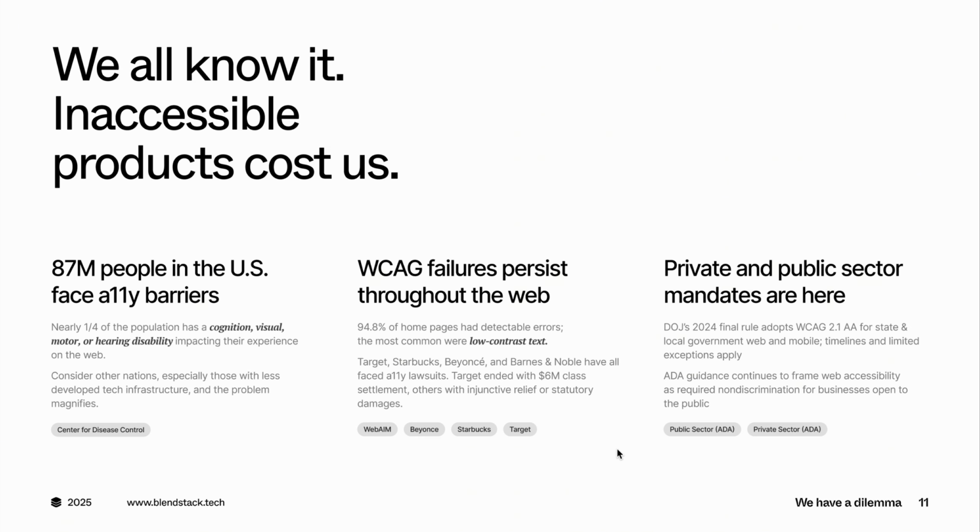of millions of people in the United States that face accessibility barriers. You can double or triple this number when we think about how many people there are across the world in different nations with different types of tech infrastructure. And the truth is that even big companies like Target, Starbucks, Beyonce, we love Beyonce, Barnes and Nobles, and many more have faced accessibility lawsuits. And that's because WCAG failures continue to persist across the web, even with private and public sector mandates here.